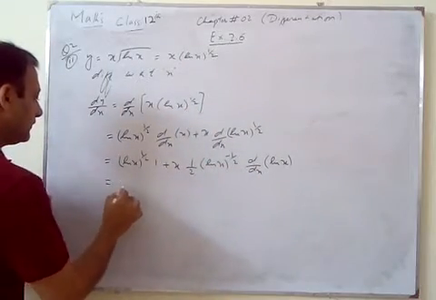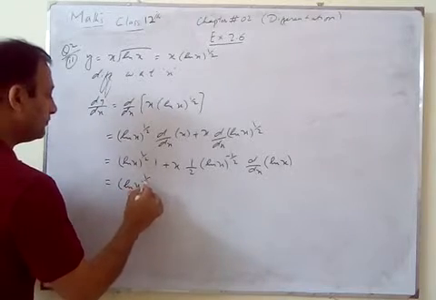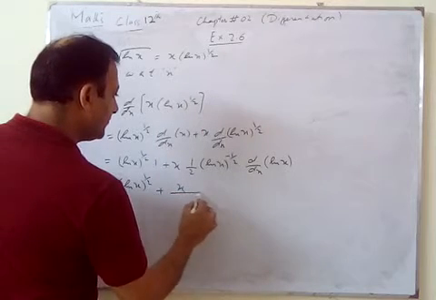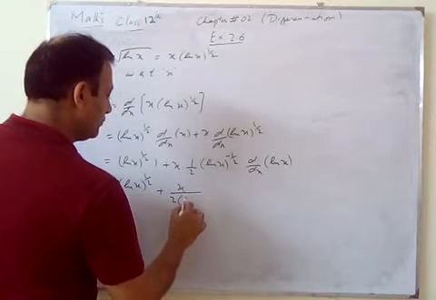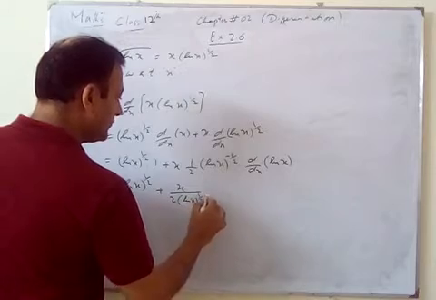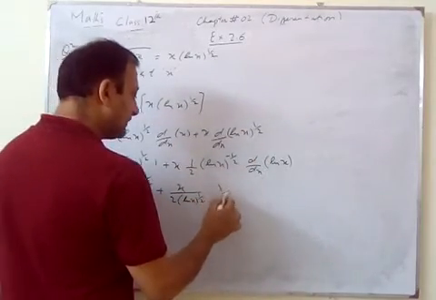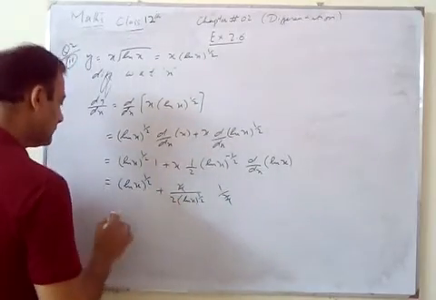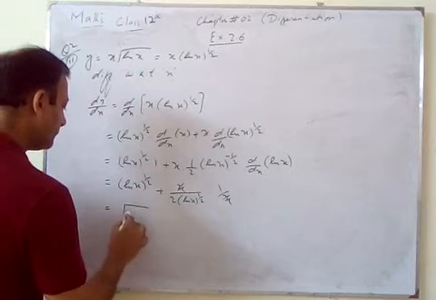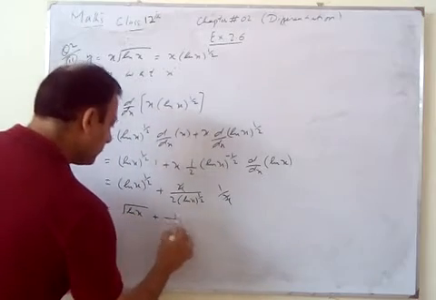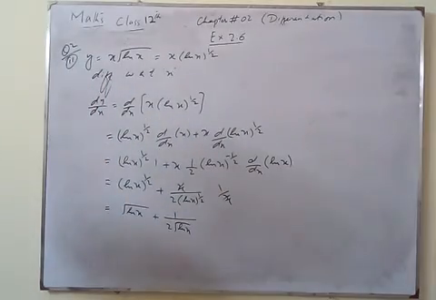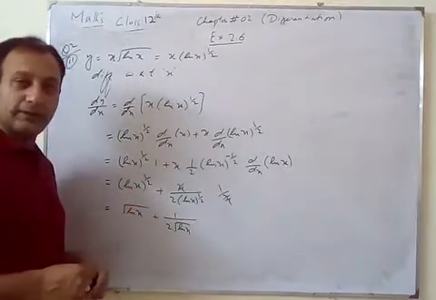So here log of x power 1 by 2 plus x by 2 into log of x power minus 1 by 2 into the derivative of this, which is 1 by x. So this x cancelled. So we have square root of log of x plus 1 over 2 into square root of log of x. If you want to take LCM and simplify it, you may, but this is also a correct answer.